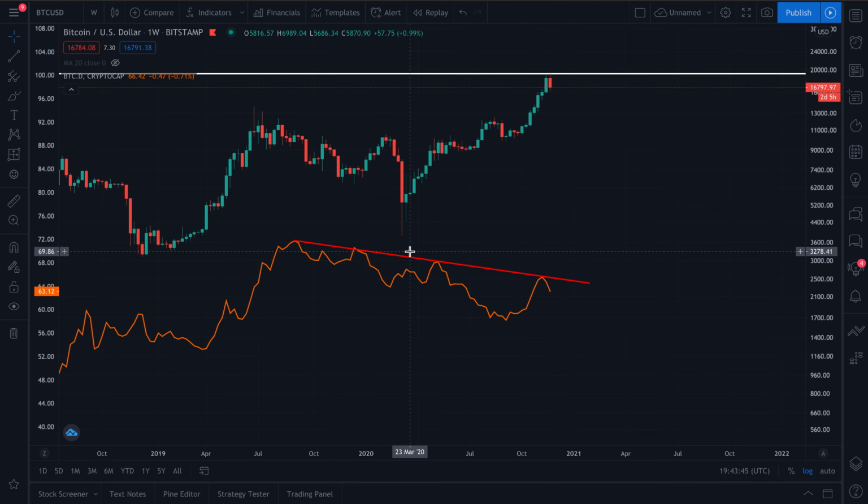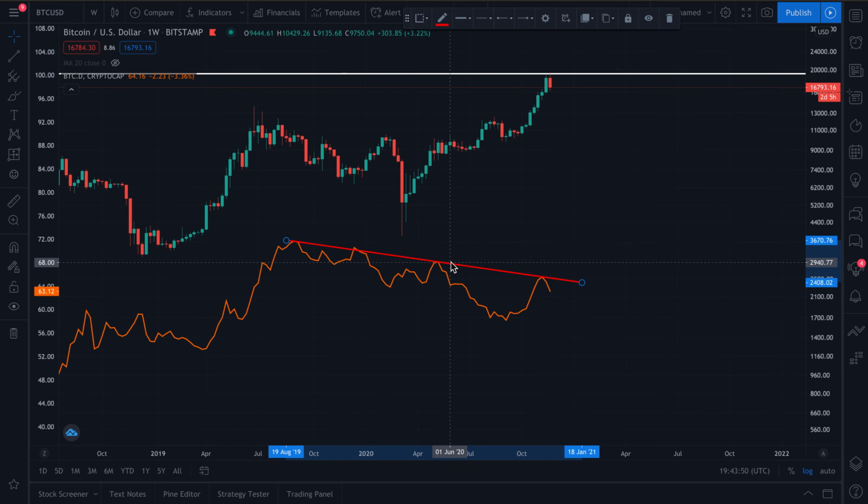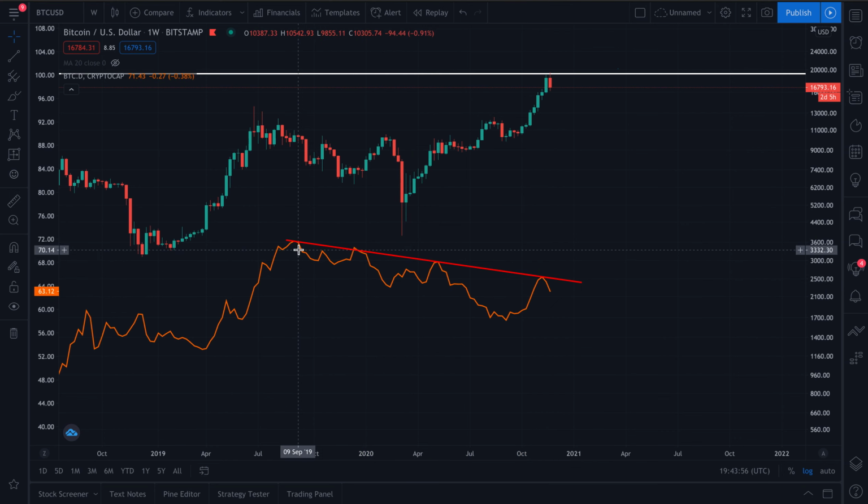So, we've been monitoring the dominance chart for quite some time. Ever since I started this channel, which wasn't too long ago, we were monitoring this dominance chart and this trending downwards line of resistance that's been happening since September of 2019. And you can see what Bitcoin was doing essentially around that time as well.